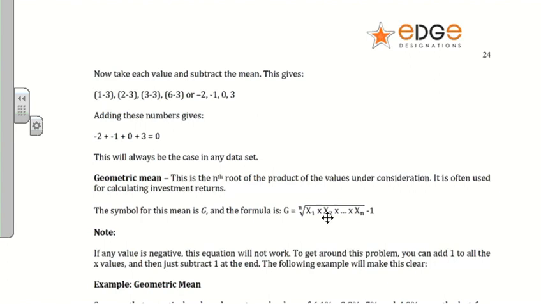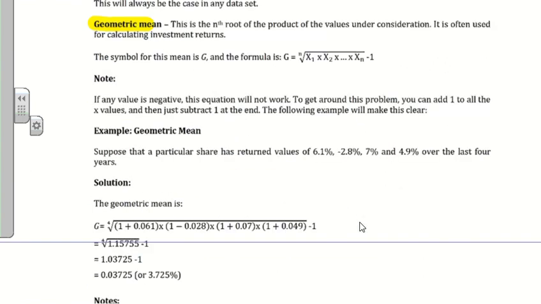But let's now move on to geometric means. I think we've spoken enough about arithmetic means. Geometric means is often what we use when we're working with time series or return data. And look what we do. Let's have a look over here. Suppose that a certain share returned values of 6.1% in 1 year, minus 2.8% in the next year, 7% in the third, and 4.9% in the fourth of the past 4 years. Now, if I wanted to calculate an arithmetic mean, I would sum those 4 together and divide by 4.